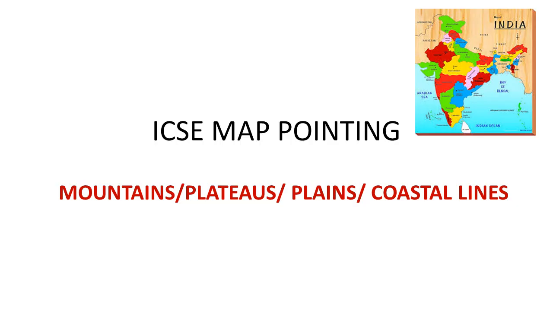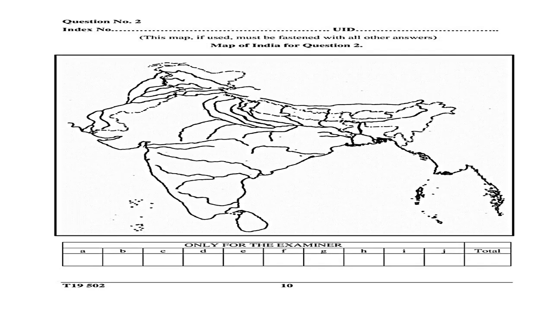Today in this class, we will study how to mark places on the India map. As you know, map pointing is a compulsory question in the ICSE geography paper which carries 10 marks. Now you might think, what kind of map is provided to you in the exam? Well children, a river map of India will be provided to you in the question paper. You have to unfasten it and after marking, attach it to the answer script.